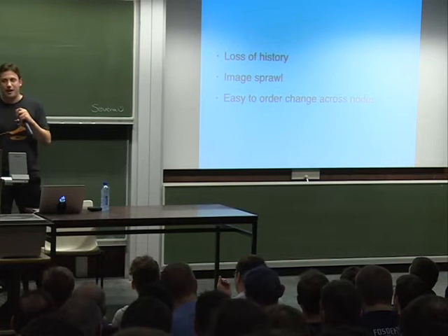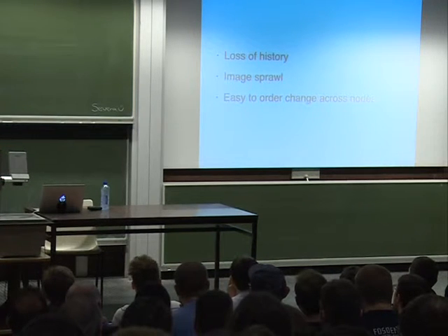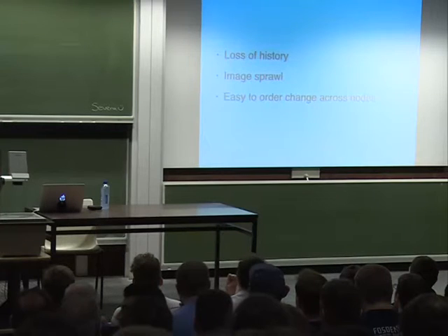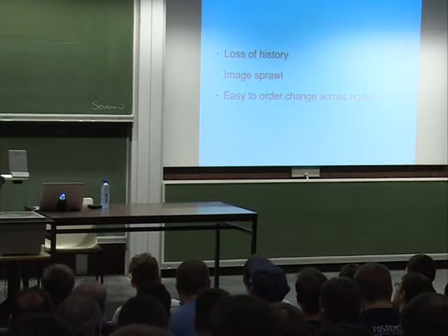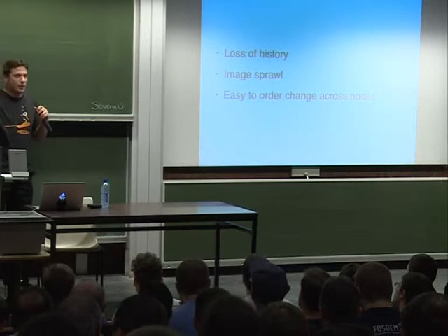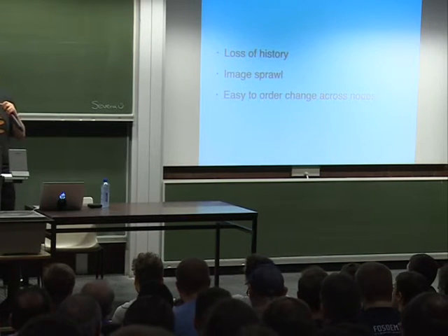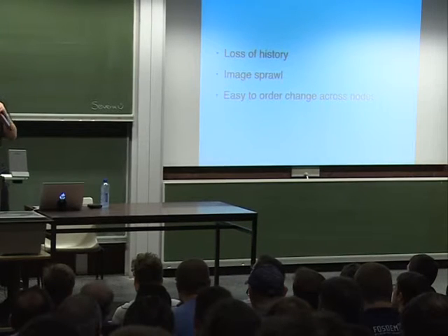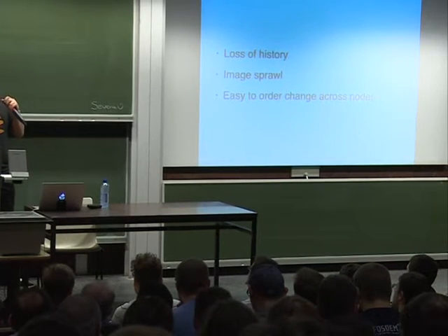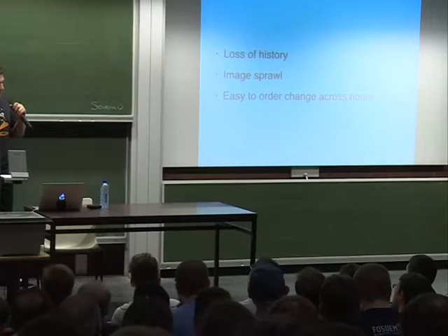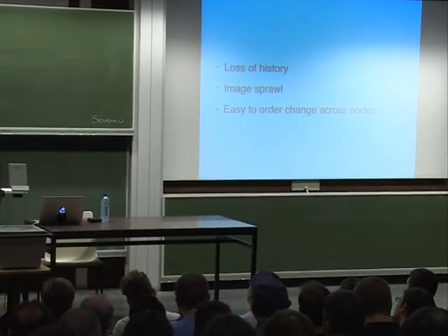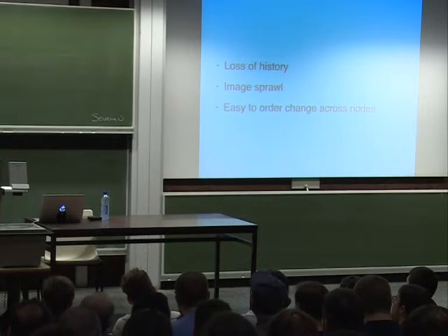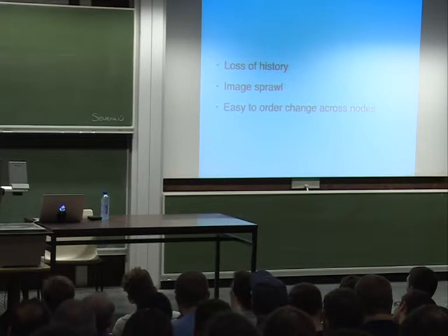But ultimately, it has kind of the same problems as a lot of the other techniques, right? So loss of history, image sprawl, right? You have 17 different kinds of servers, you're going to have, at a minimum, 17 kinds of image artifacts, Docker IDs or whatever, floating around the place. However, it is kind of easy to manage change across nodes if you have an external guy with an SSH connection. You do this, you do that, we'll get to that later.